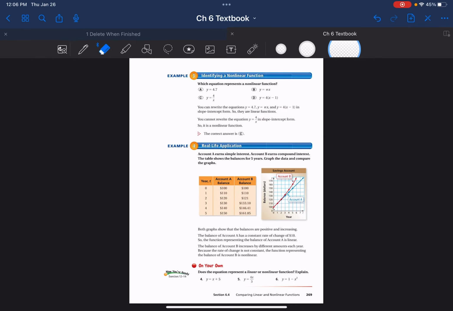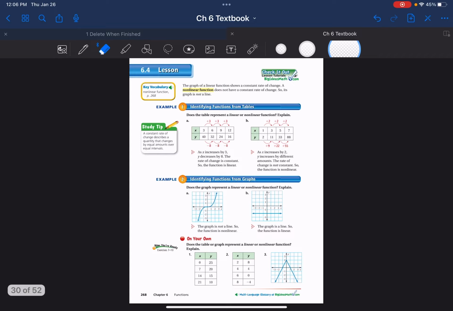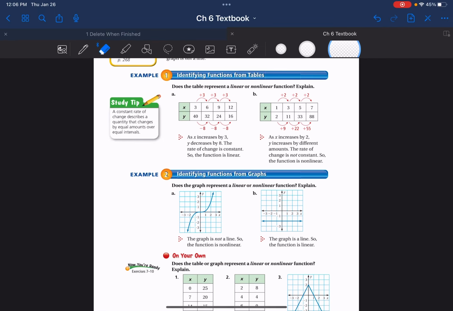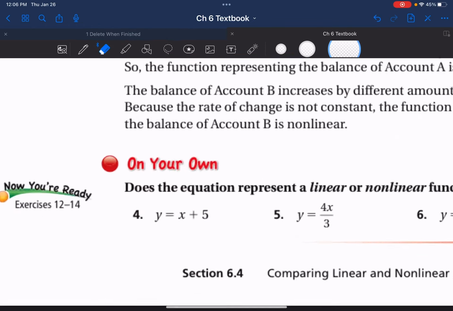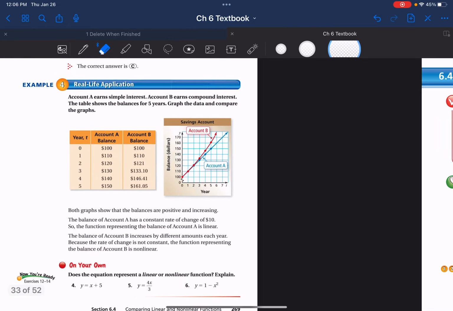All right, that's essentially it for the lesson. That's why I thought it was pretty simple. Linear versus nonlinear, you can tell by looking at graphs, you can tell by looking at charts like that, and you can tell just by looking at equations if it's going to make a line or not, okay?